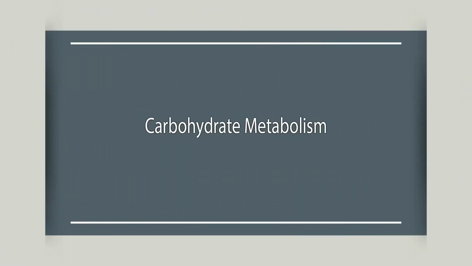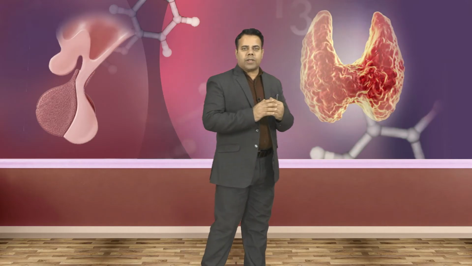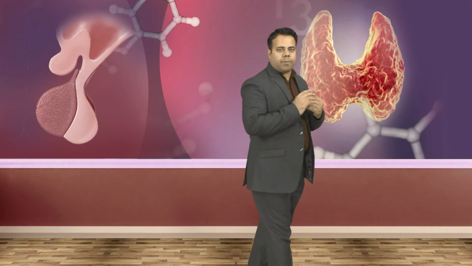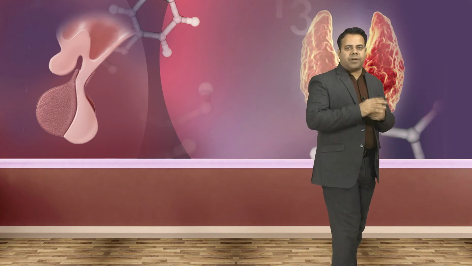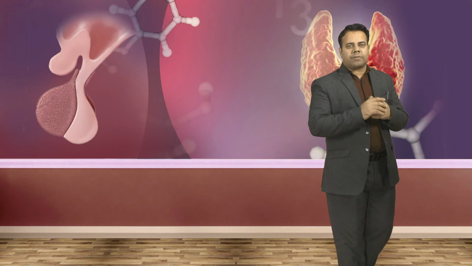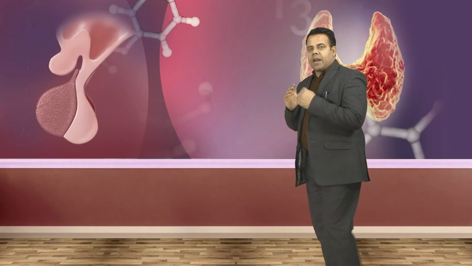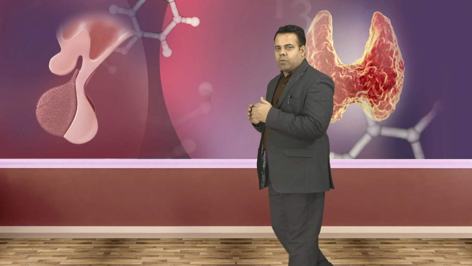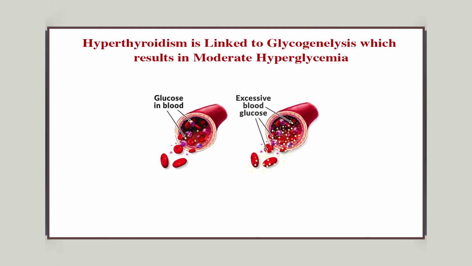Dear students, now moving on to the carbohydrate metabolism. As with protein metabolism, both anabolic and catabolic components of carbohydrate metabolism are influenced by the thyroid hormones T3 and T4. When normal circulating levels of thyroid hormones are present, the overall effect is glucose storage, that is glycogenesis, while higher, more pharmacological amounts such as in hyperthyroidism are associated overall with glycogenolysis, resulting in moderate hyperglycemia.